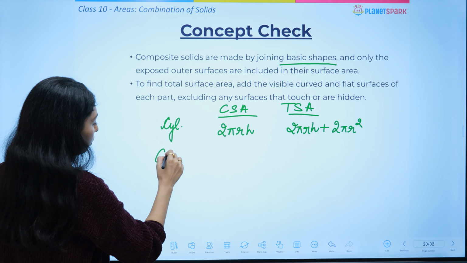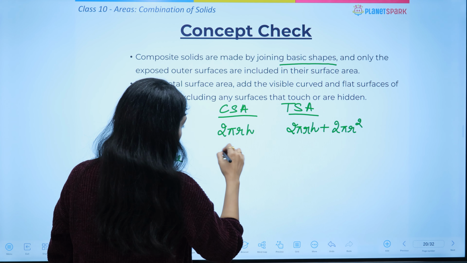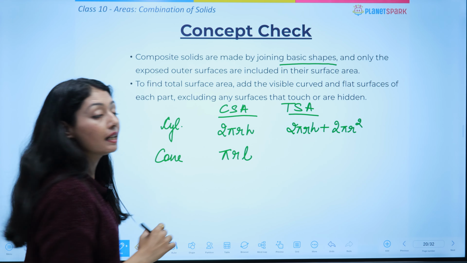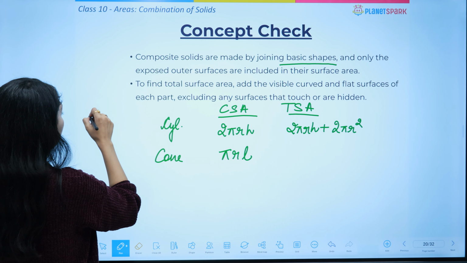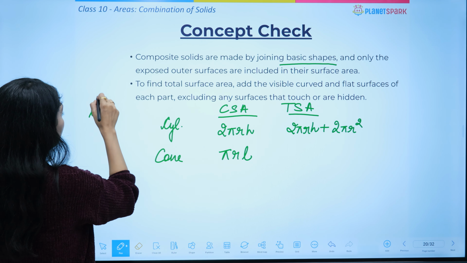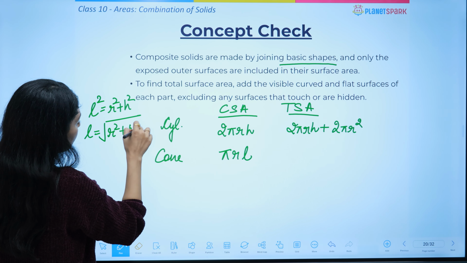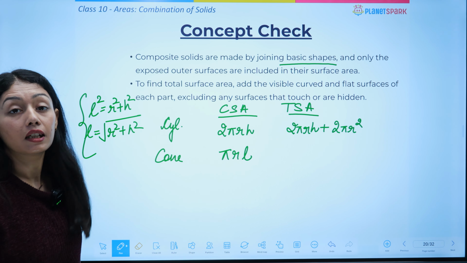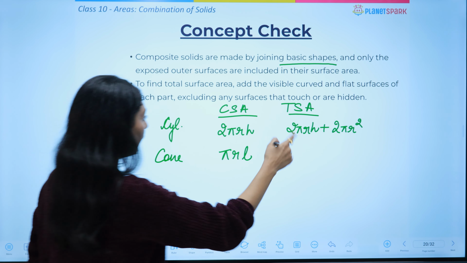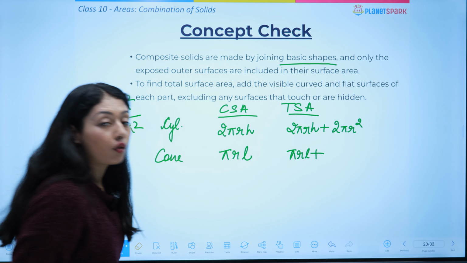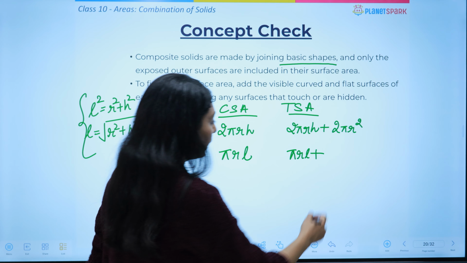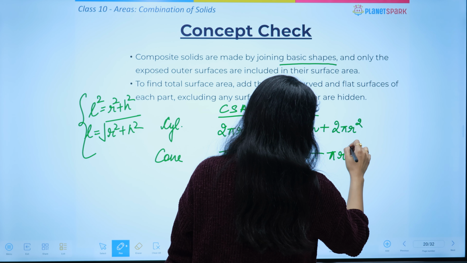Similarly, for a cone, this is pi RL, where L is what? The slant height there. Remember the relation between slant height and the radius, everybody? L square is equal to R square plus H square. That means this is how we get the slant height in case the radius and height are given. Okay. And the total surface area will be curved surface area plus the area of the circular base, that is pi R square.